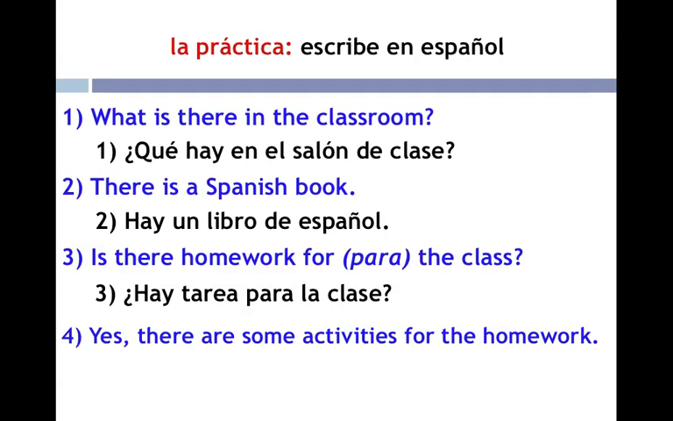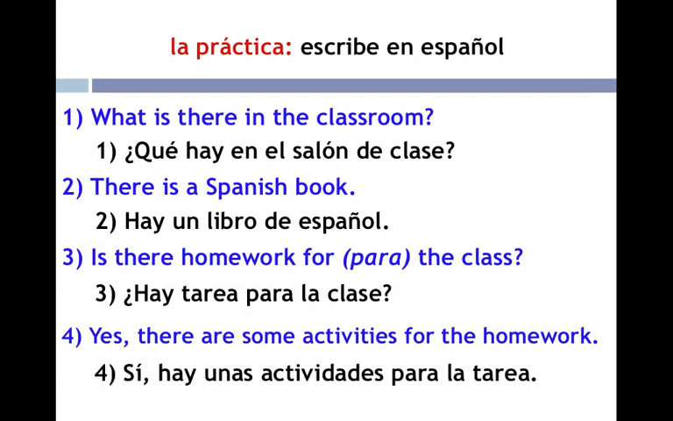And you've learned each of these pieces of this sentence. Sí, hay unas actividades para la tarea.